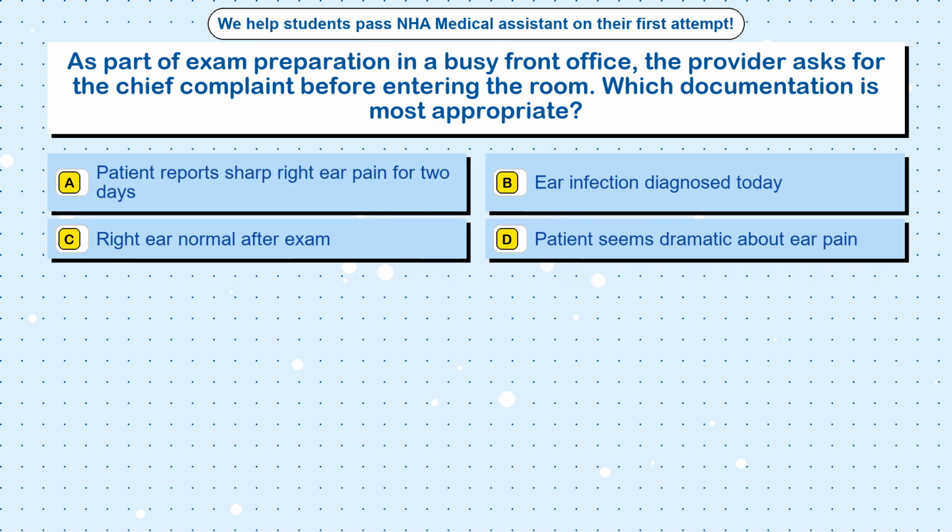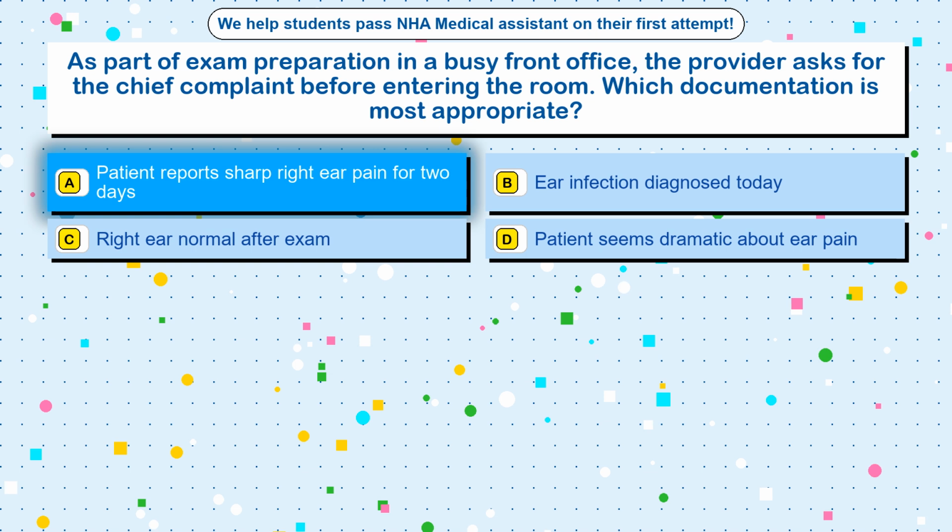Question 4. As part of exam preparation in a busy front office, the provider asks for the chief complaint before entering the room. Which documentation is most appropriate? Option A, patient reports sharp right ear pain for 2 days. Option B, ear infection diagnosed today. Option C, right ear normal after exam. Option D, patient seems dramatic about ear pain.